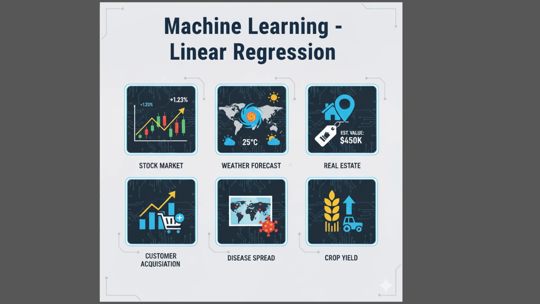Have you ever wondered how we can predict stock prices? How do apps forecast the weather? How does a website estimate a house price from just a few details? Well, as you can see from all these examples on the screen, from the stock market, real estate, customer acquisition, and even disease spread, the answer often involves a form of linear regression. By the end of the video, you will understand exactly how it works. Let's get started.